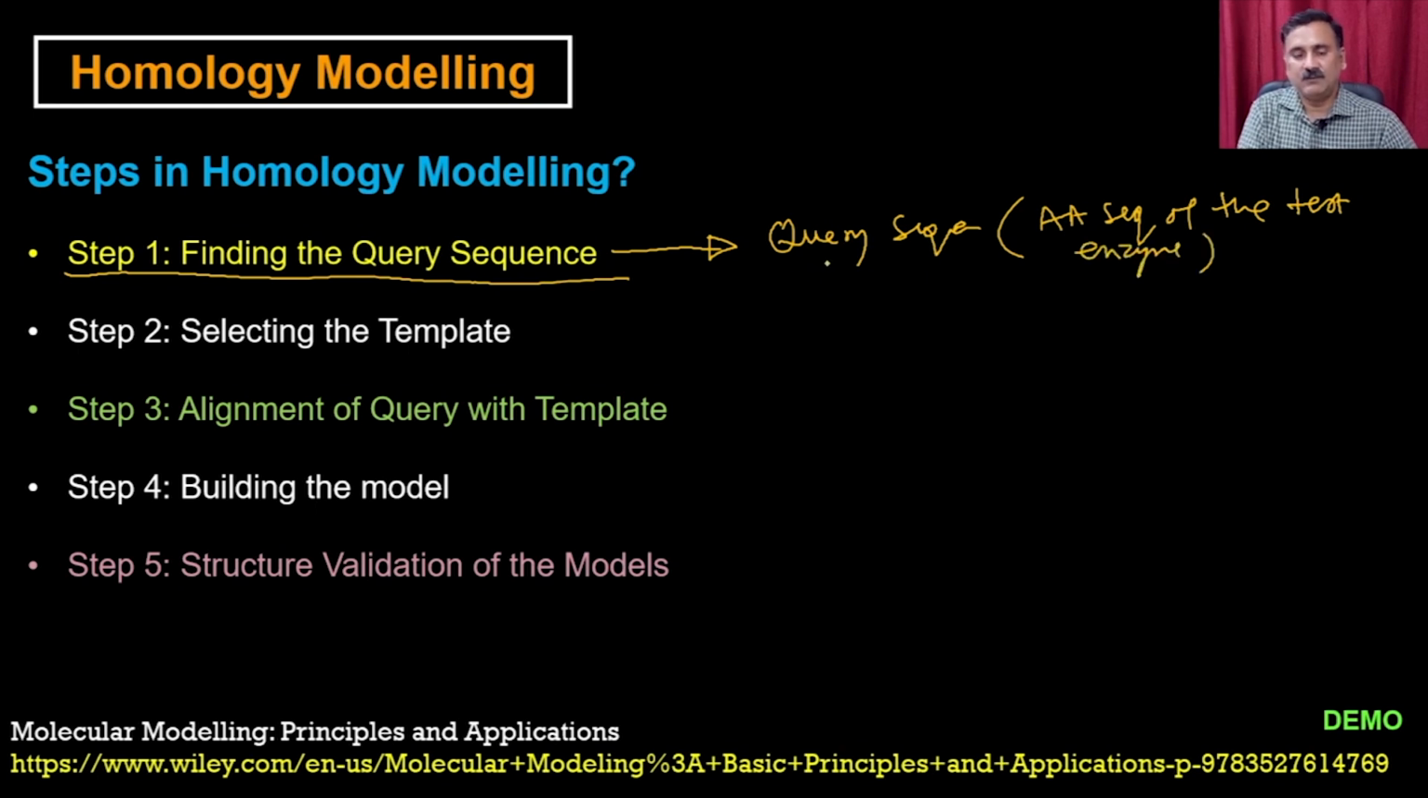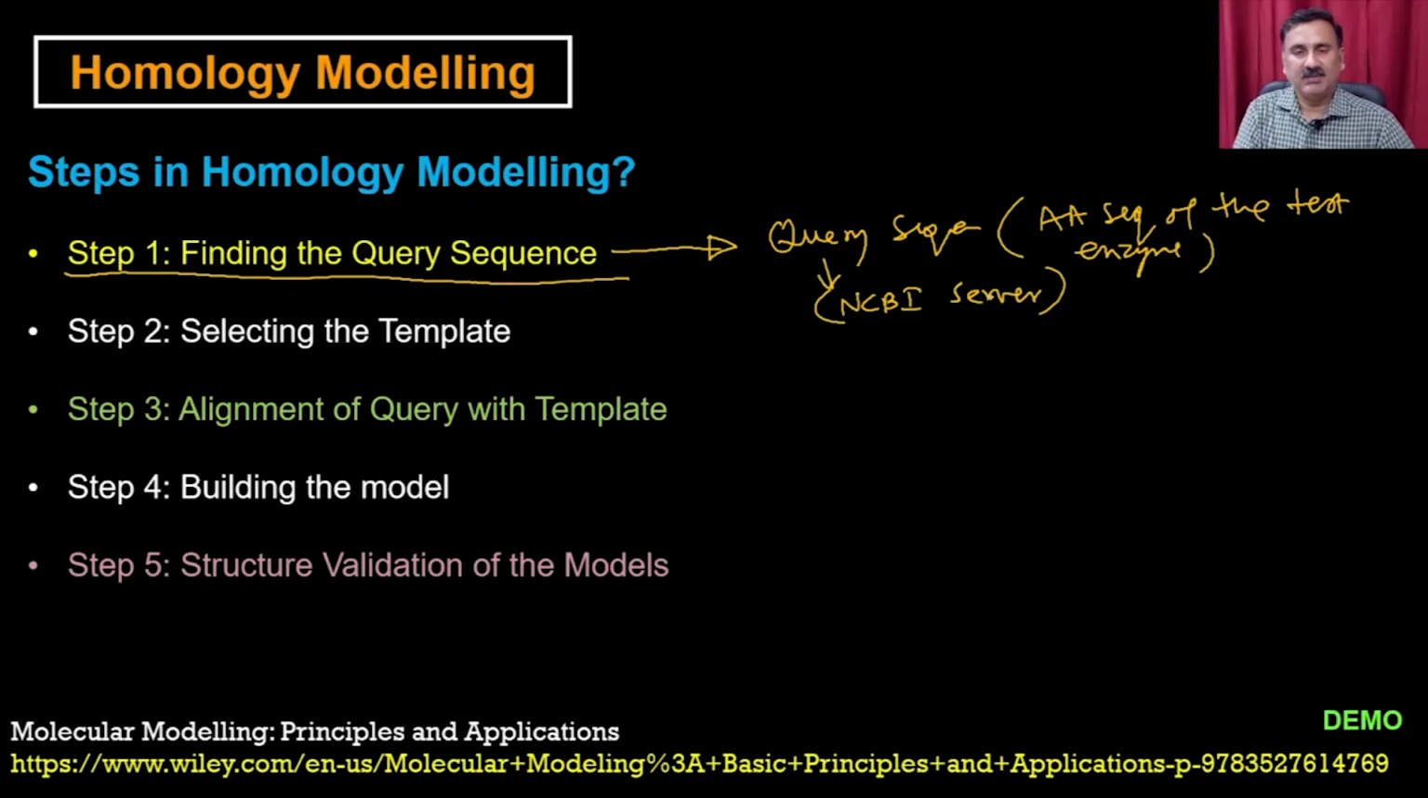You have to do this from the NCBI server, right. If you know the protein's name or the accession number, you can get the query sequence from the NCBI server. Then, once you have the sequence, you are going to select the templates, and you are going to do that with the help of BLAST.